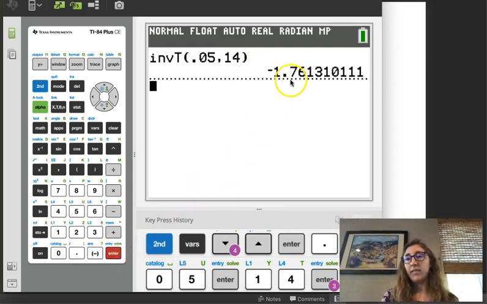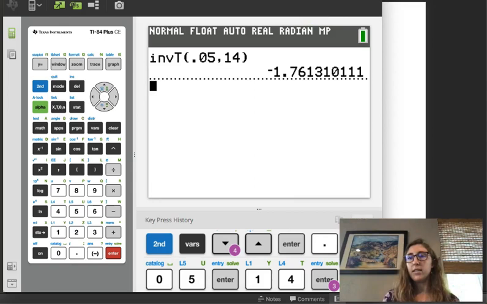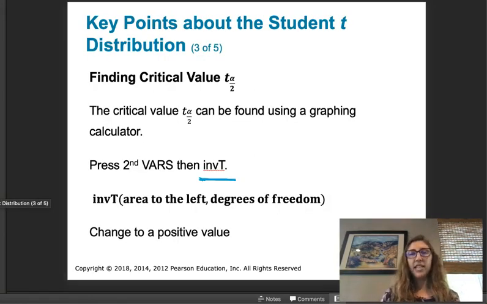Remember, this is going to give us a negative value because technically this is our area to the left. But just like our critical z values, our critical t values are always going to be positive. So we'd have positive 1.761. So we get the same exact answer. It's really up to you if you would like to use your inv-t or if you would prefer using the table. Either way works.